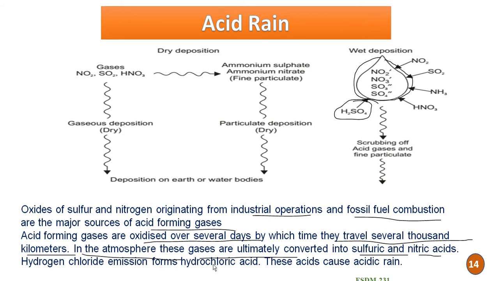Hydrogen chloride emission from hydrochloric acid also causes acidic rain. So acid rain is rainwater containing sulfuric and nitric acid, and due to those acids the pH of that drop is reduced below 5, and that's why it is called acid rain. Normally these gases are deposited dry on earth or water bodies, but when there is rain, they mix with the rainwater, leading to acid rain.